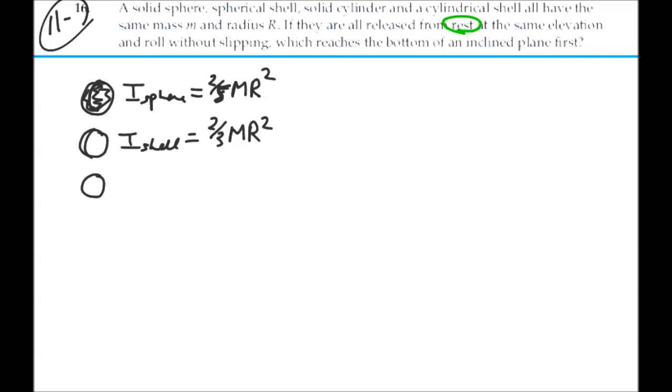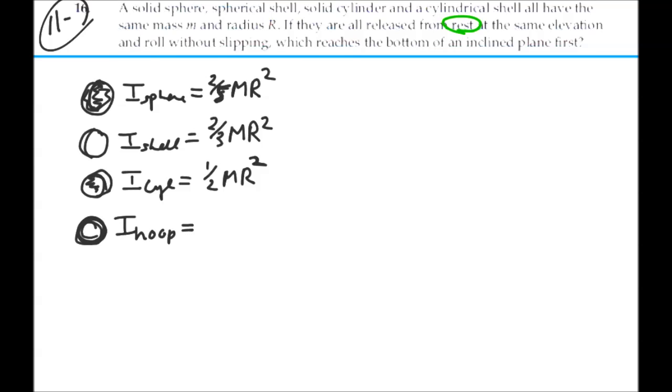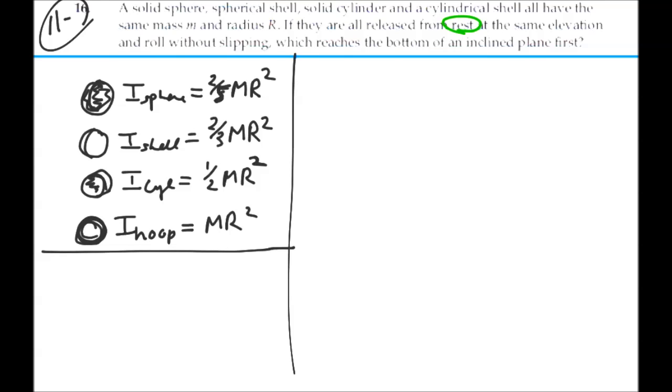For a solid cylinder, the moment of inertia of a cylinder is 1/2 mr squared. And then for a cylindrical shell, in other words known as a hoop, the moment of inertia is mr squared. So those are our four moments of inertia.